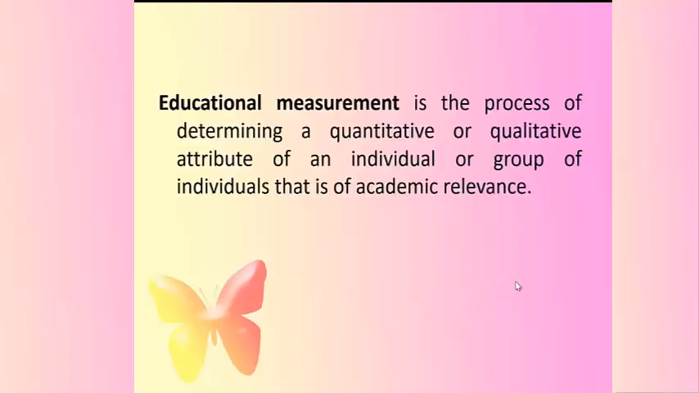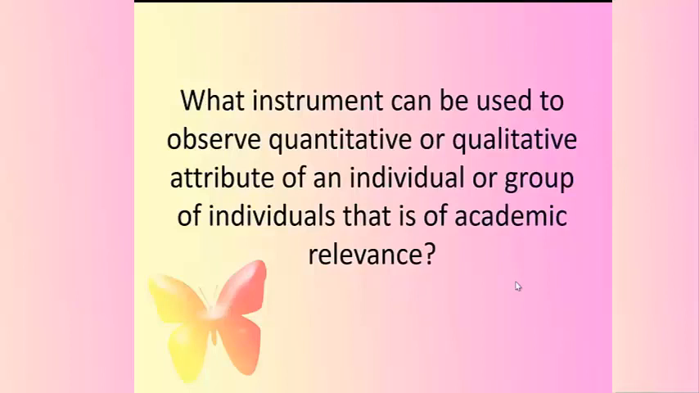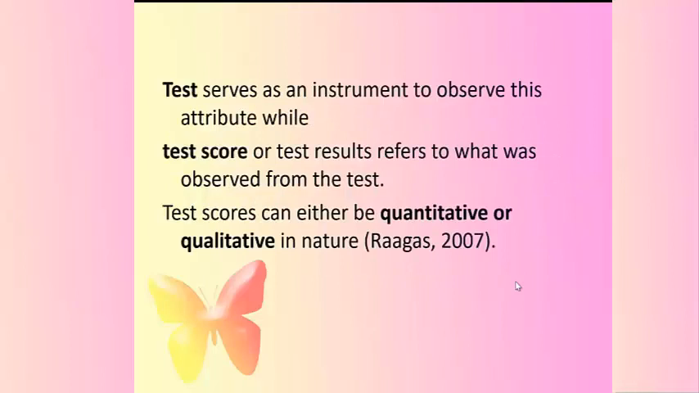Educational measurement is the process of determining a quantitative or qualitative attribute of an individual or group of individuals that is of academic relevance. What can be used to observe a quantitative or qualitative attribute of an individual or group of individuals that is of academic relevance? One is tests. A test serves as an instrument to observe this attribute, while test scores are the result of the tests. This is what was observed from the tests. It could be either quantitative or qualitative in nature.